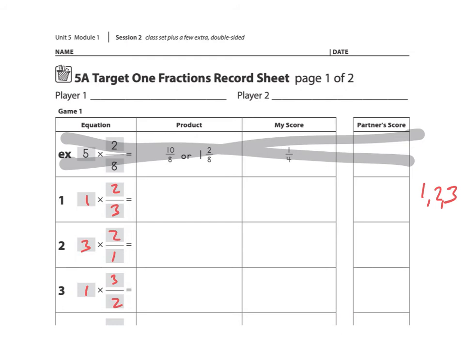Okay, so let's find some answers. 1 times 2/3. Well, again, if I had 2/3, I would have one of them. There it is. My answer is 2/3. 3, 2 over 1. So 2 over 1 plus 2 over 1 plus 2 over 1 is 6. That's pretty big. And then again, because of my poor implementation here, I just ended up with 1 times 3 halves, means I have 3 halves, or 1.5.